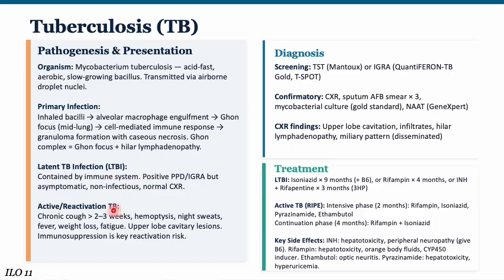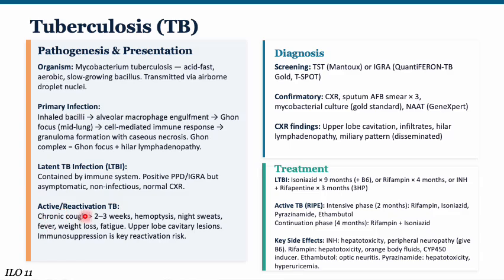There's two types that we treat now. We have latent TB infection, or LTBI. It's contained by the immune system. However, they will have a positive PPD, but asymptomatic, usually non-infectious, and a normal chest radiograph.